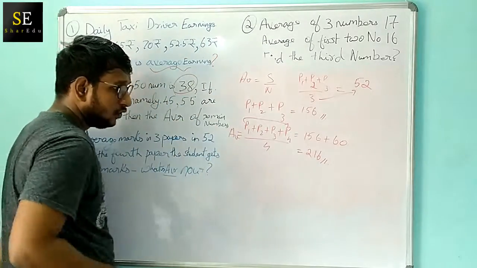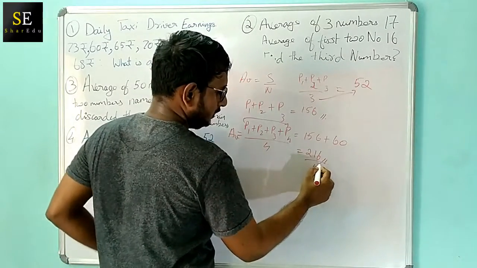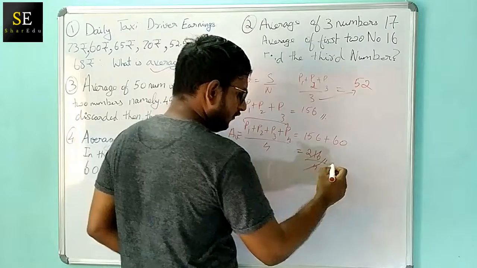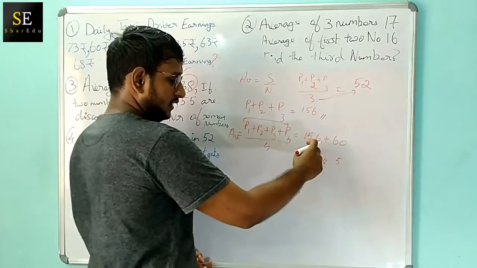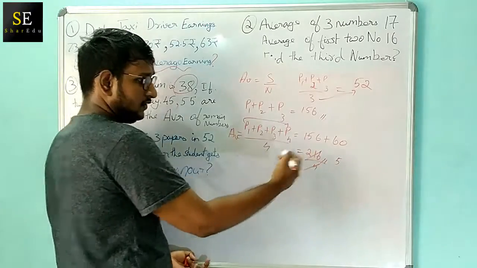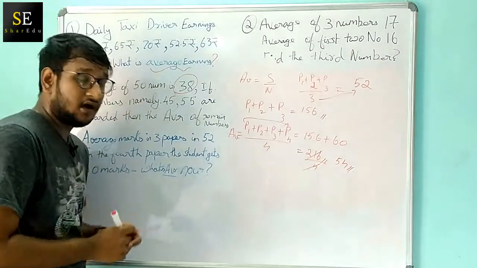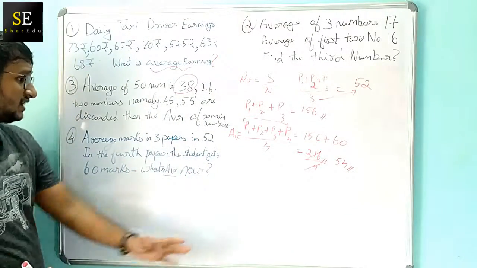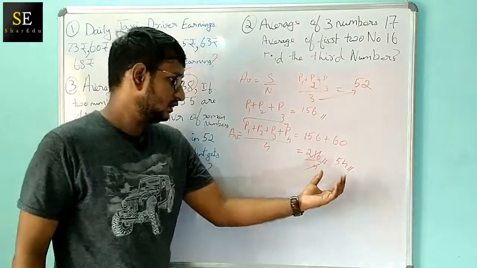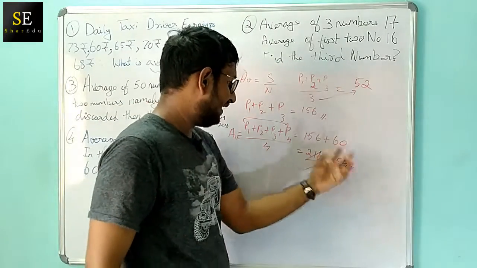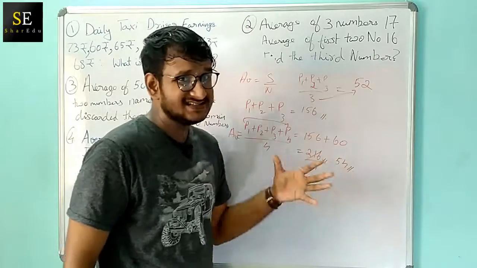So we divide 216 by 4. 4 5s are 20, then 1 remaining will go over there. 4 4s are 16, so 54. So the new average of the student is 54. Before, he had a 52 average. By adding 60 to his marks, he got 54 as his average.